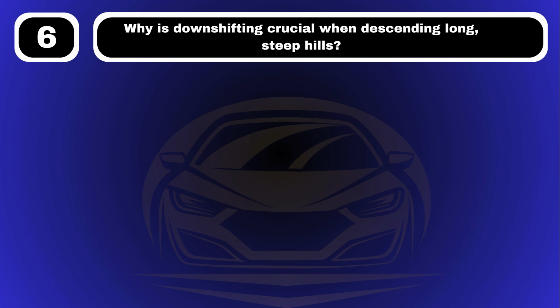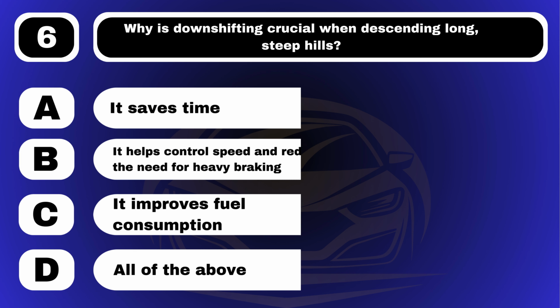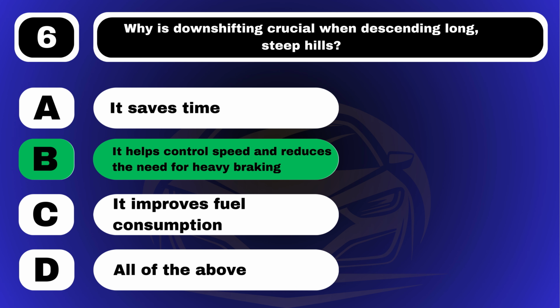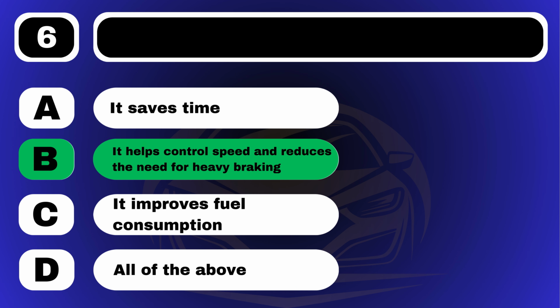Question 6. Why is downshifting crucial when descending long, steep hills? A. It saves time. B. It helps control speed and reduces the need for heavy braking. C. It improves fuel consumption. D. All of the above. The answer is B. It helps control speed and reduces the need for heavy braking.